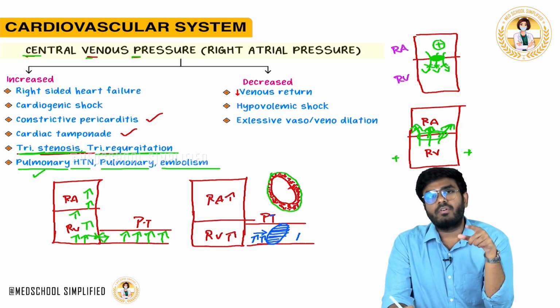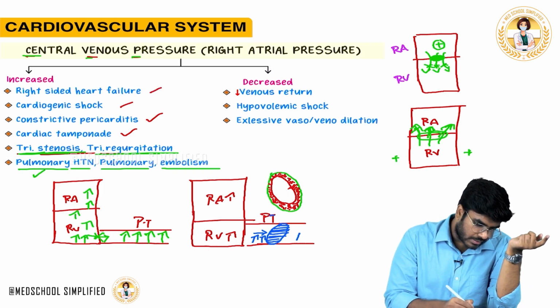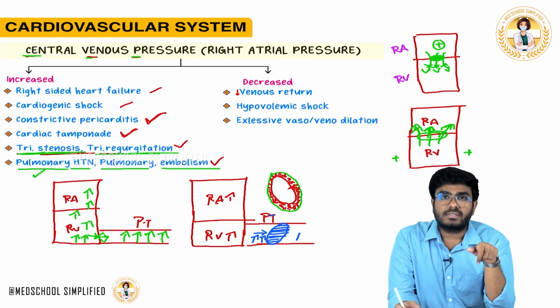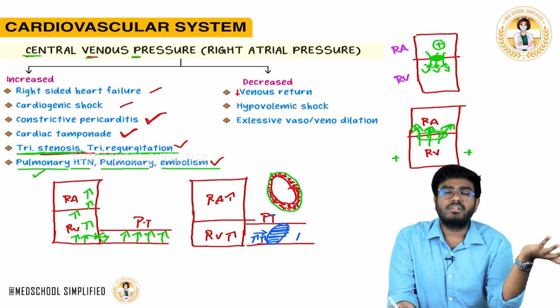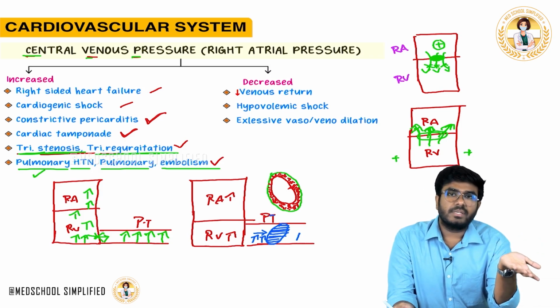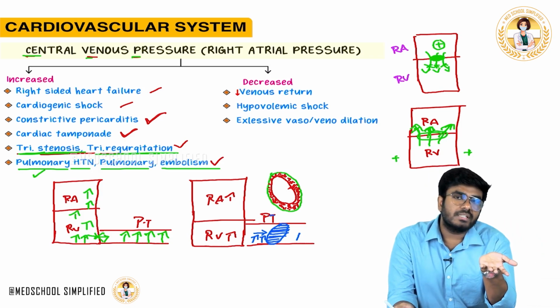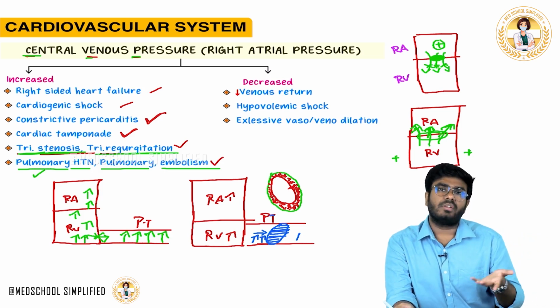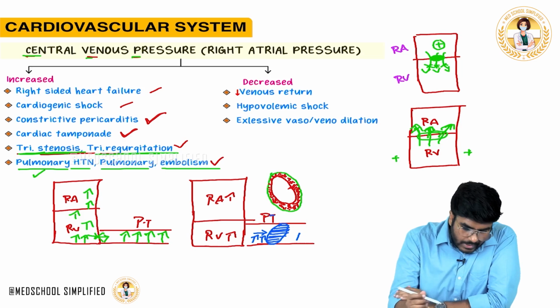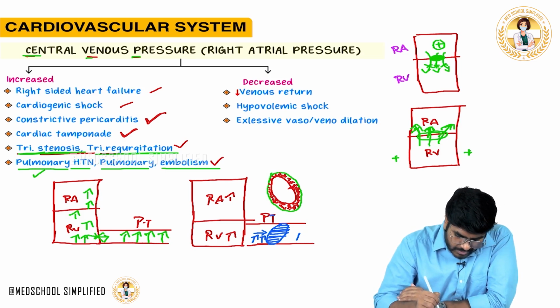Now one important point which I want you to know is, in all these conditions, central venous pressure increases as well as the jugular venous pressure also increases. Because jugular venous pressure is nothing but the right atrial pressure, which is nothing but central venous pressure. So central venous pressure increases means right atrial pressure increases. Right atrial pressure increases means jugular venous pressure also increases. So in all these conditions, jugular venous pressure is also more.